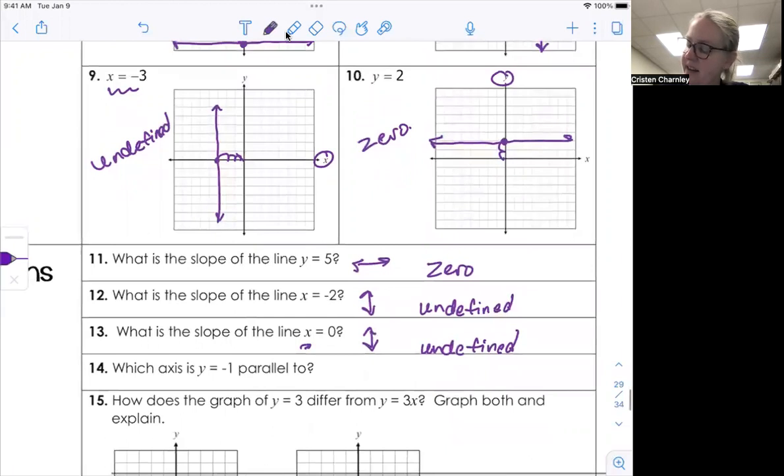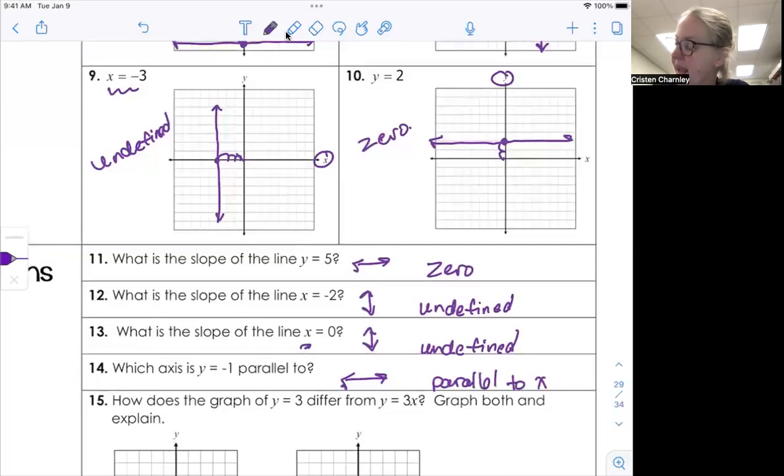Which axis is y equals -1 parallel to? Now, there's a lot going on here with x's and y's. So y equals is a horizontal line. It would have a 0 slope, but it's parallel to the x-axis. And to remind you, parallel means you have two things that are right next to each other. They never intersect. So like the yellow lines on the road, railroad tracks, things like that. Two things that never intersect. The grids in the ceiling. Actually, you can see behind me. Those are parallel.